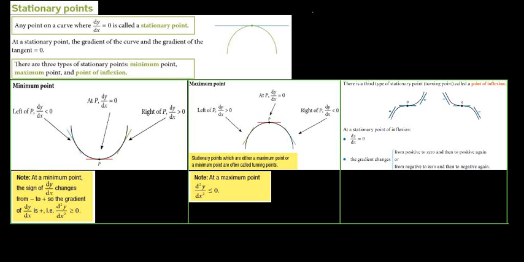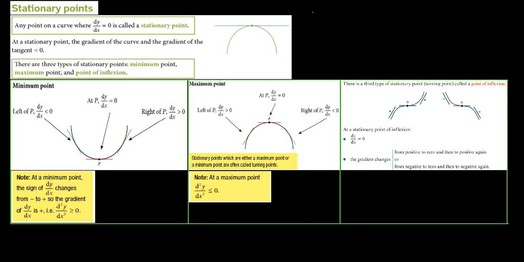And there are three types of stationary points: minimum point, maximum point, and point of inflection. At a minimum point, the vertex P is at the base, and at a maximum point, the vertex P is at the top, as you can see on the second image. And the third type of stationary point is called the point of inflection.